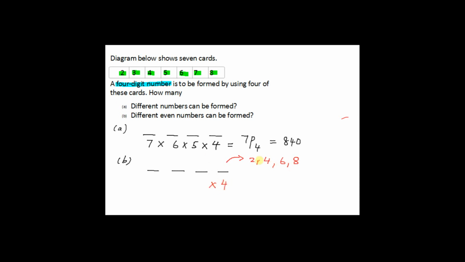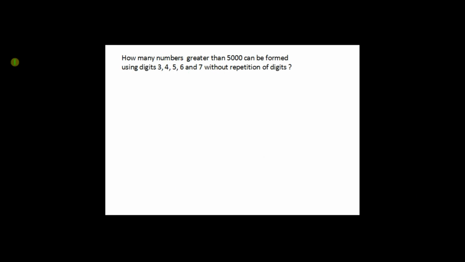After you choose one of these numbers, you have 6 cards left, because before that you had 7 cards. So from the 6 cards, you need to choose another 3 numbers. So this is 6 permutation 3. So the answer equals 480.